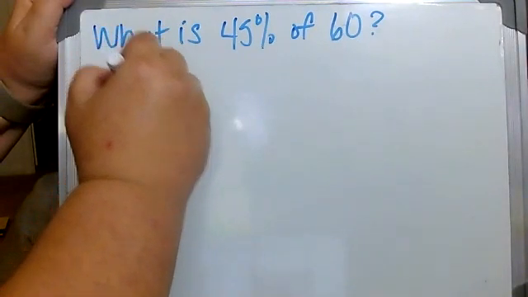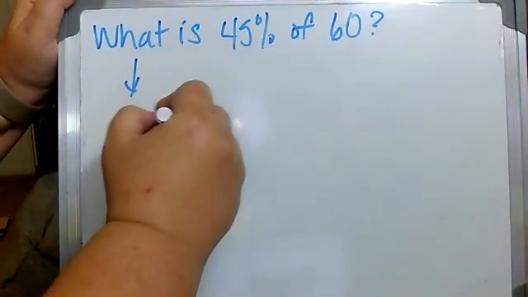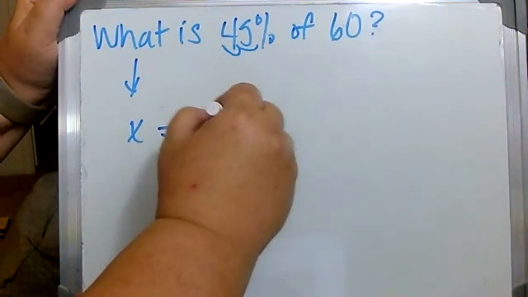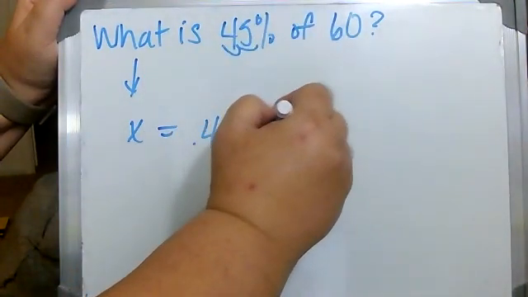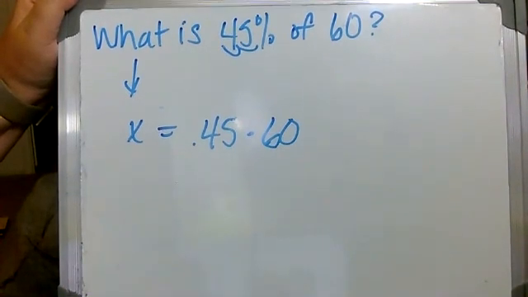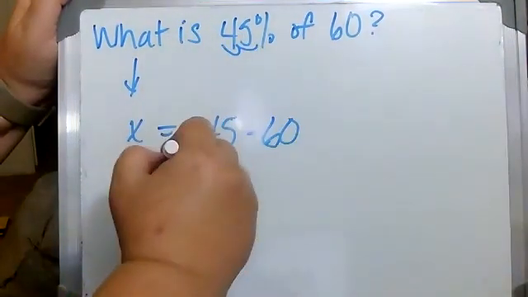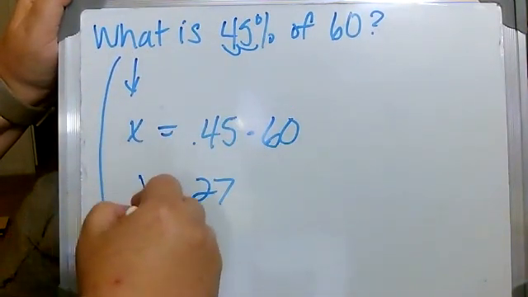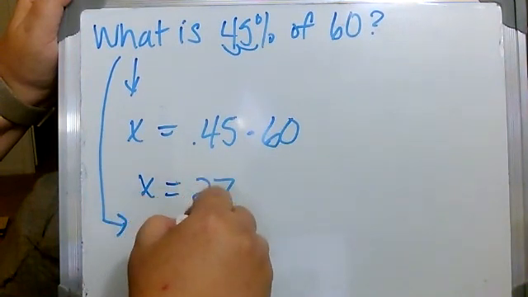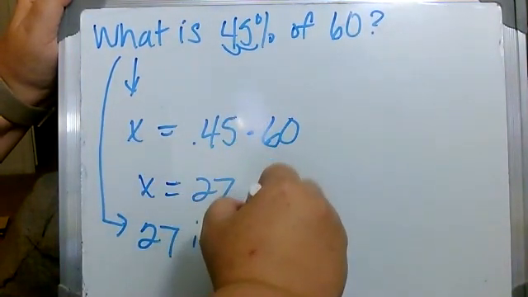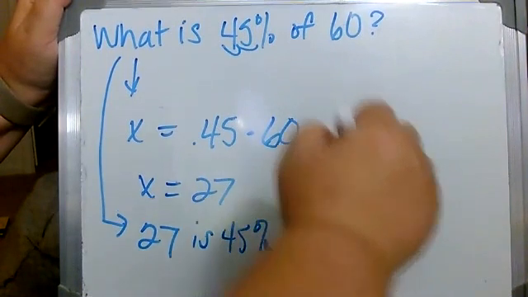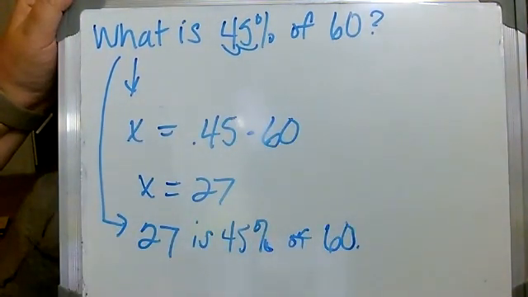Okay. What is going to be your x is 45. You're going to have your decimal here and move it over 1, 2. 0.45 of will be your times 60. Okay, 0.45 times 60 is going to be 27. To restate that question, it's going to be 27 is 45% of 60. How'd you do? Did you get it right?